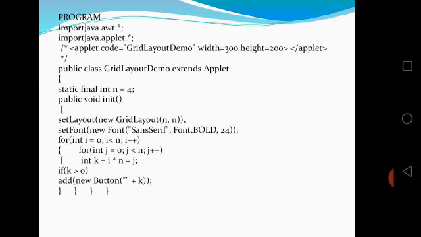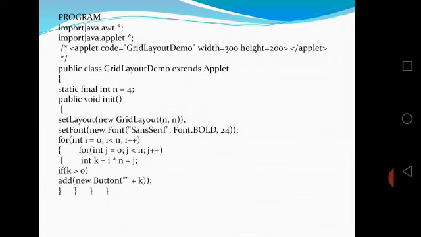Next, int j equal to 0, j less than n. So j also goes from 0 to 3. When the j value becomes 4, the loop is terminated. The next statement is int k equal to i into n plus j. Now the i value is 0, n value is 4, plus j value is 0, so the total value we get is 0. If k greater than or equal to 0, add the button. Now the k value is 0, so we don't add the button.